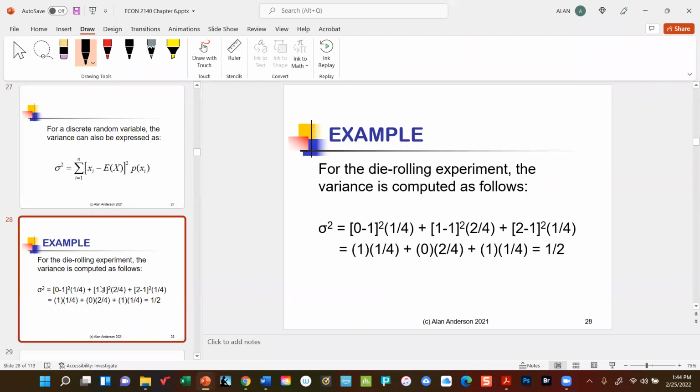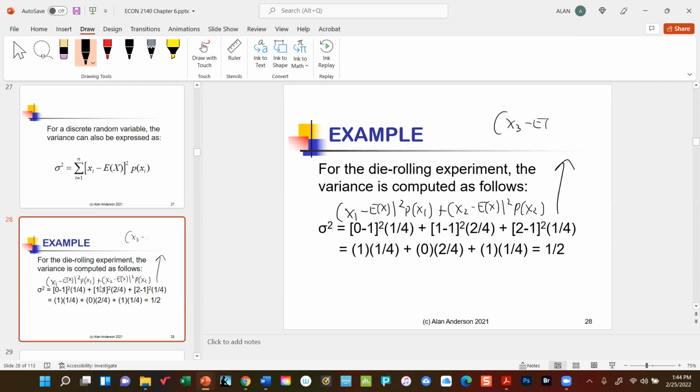Okay. So here's x1 minus EX squared. Then we have, and then I'm running out of space. This last one is x3 minus EX squared, P of x3. So when we go through all the calculations, we get a variance of a half.